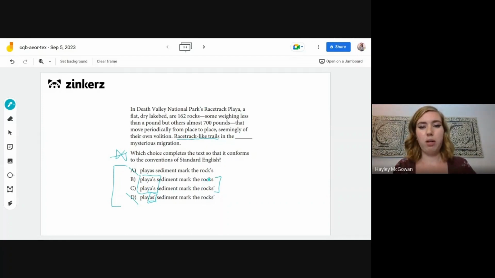So we're thinking about the rocks, and the thing that it would be possessing, or what comes right after it, would be the mysterious migration. So does the migration belong to the rocks? In this case, it does. The rocks are doing the migration, it's their migration. So in that case, our answer is going to be C because that's the possessive form, which in this case is formed with the apostrophe after the S. For plural forms of possession, we always put the apostrophe after the S, just like we see here in rocks. All right, so C is definitely our right answer.